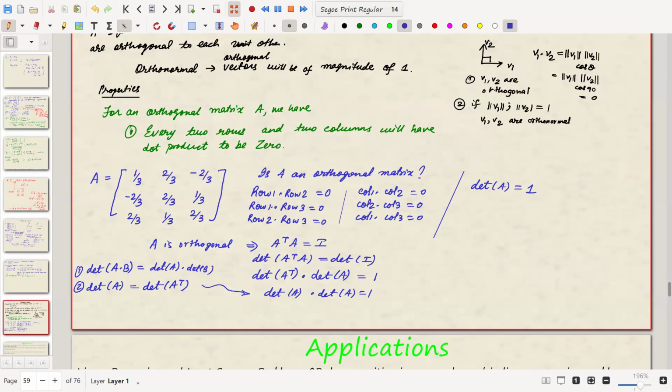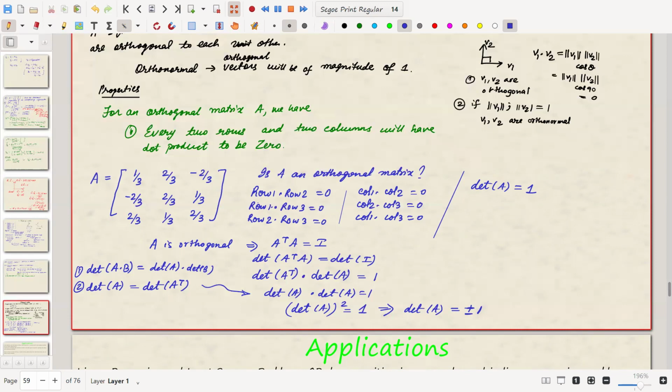What does it tell us? Determinant of A squared is equal to 1. What does it mean? It means determinant of A can be plus or minus 1. So now you know why you are getting determinant to be 1. So an orthogonal matrix can have determinant plus or minus 1.